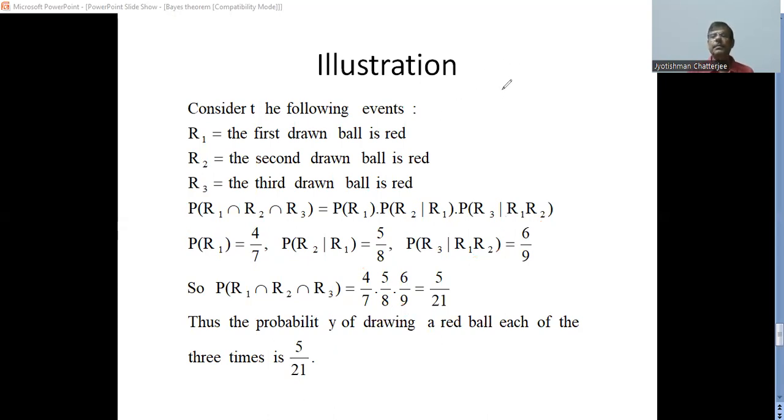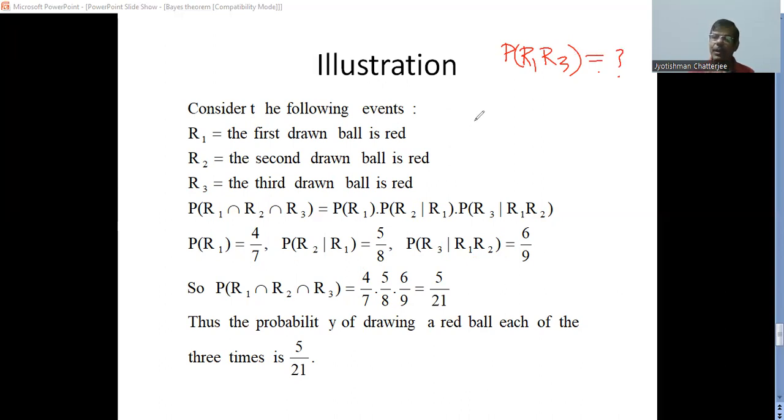Just one question. Say you are asked only this question: what's the probability that the first and third balls are red? That is P of R1 and R3. If you are supposed to find this, then how do you compute such a thing?